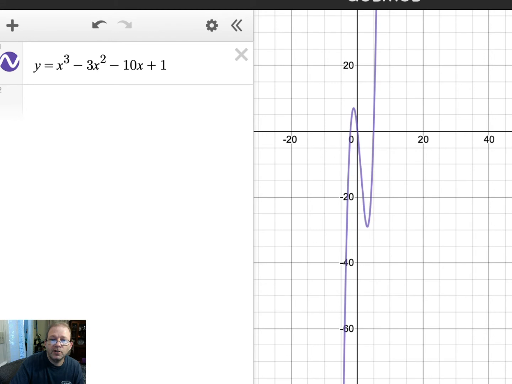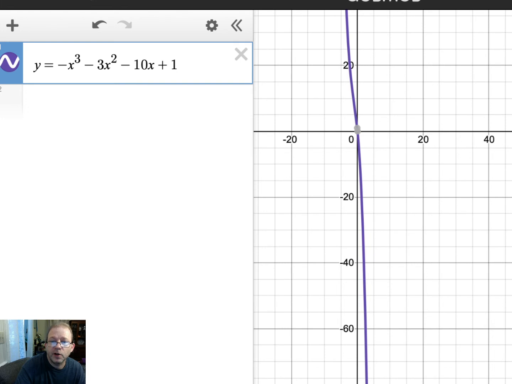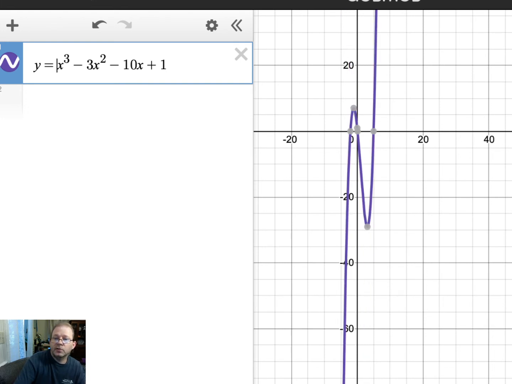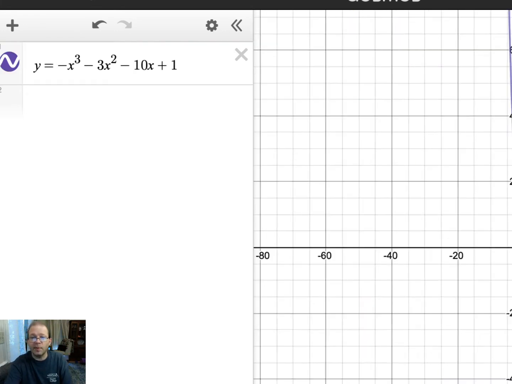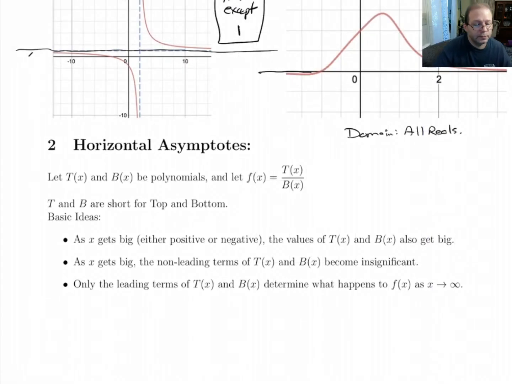So x cubed right now is going up. If I put a negative on front, it's going to go down as x grows large. And as x grows large in the negative direction, right now it's going down. If I put that on there, it's going up. So really all we care about, as far as what happens to the polynomial when x grows large, is what happens with that leading term. So the leading terms on the top and bottom are the only things that determine what happens to f of x as x goes to infinity.